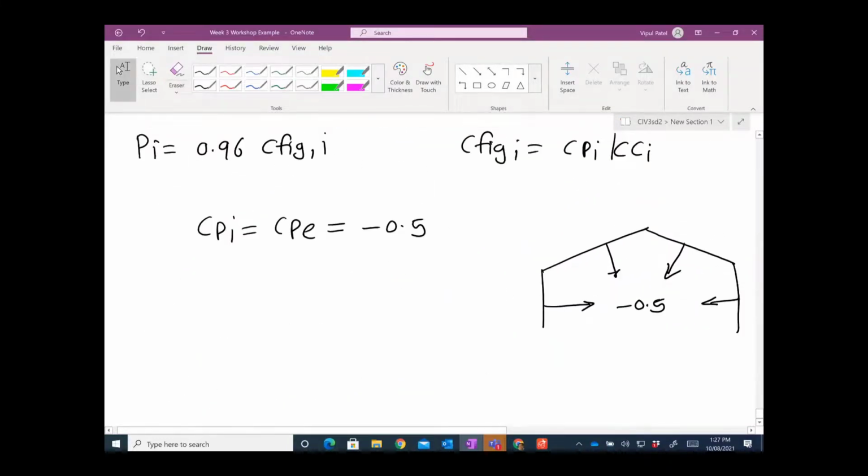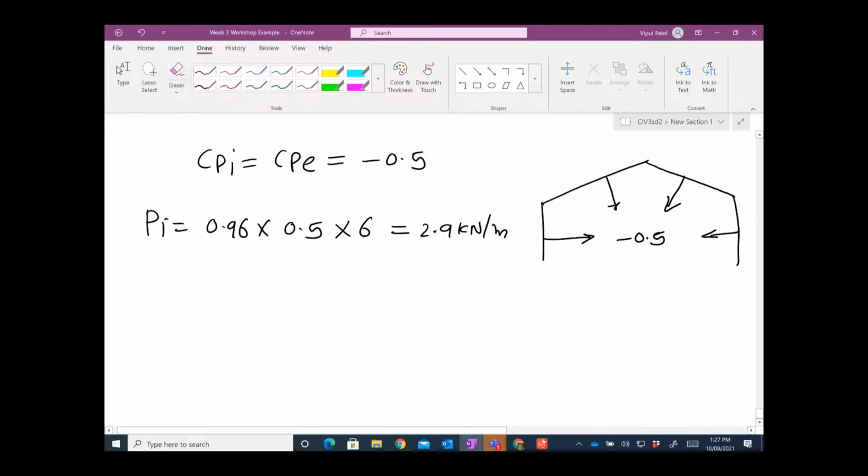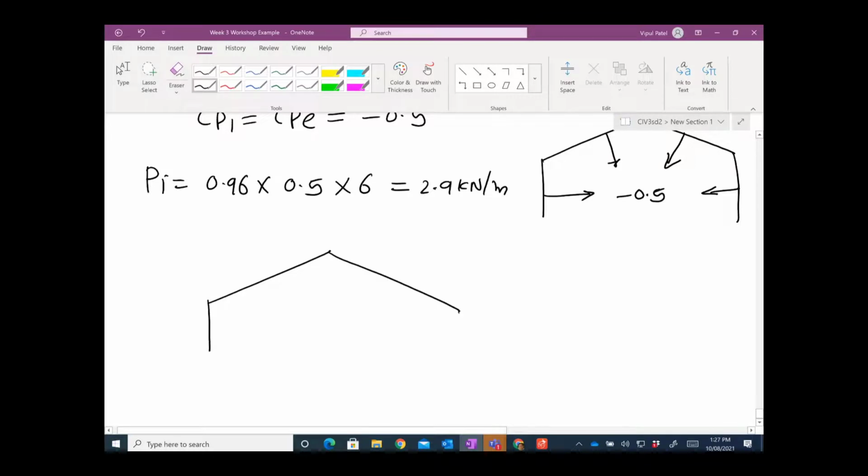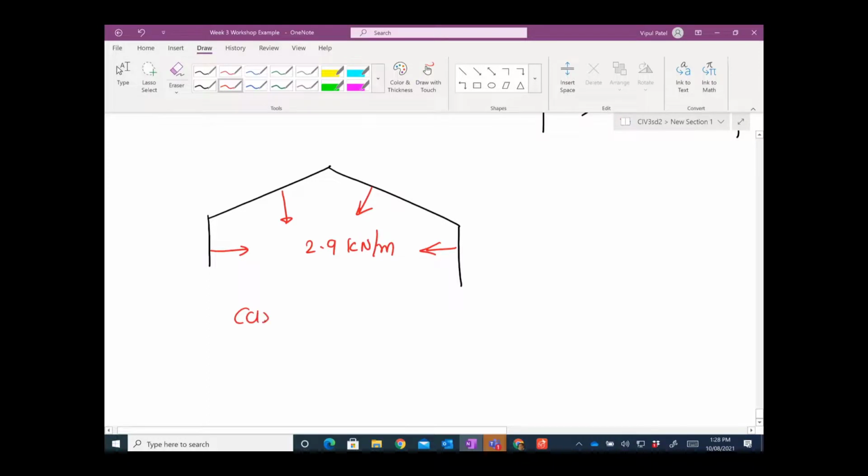So you have, yep, you have minus, and KC is 1. So you have this 0.96 times 0.5. Don't worry about the sign. We will put the arrow for that. And you have 6 meters portal frame distance. You get 2.9 kilonewton per meter. So if I draw the portal frame now, you have this UDL load coming on to this portal frame, which tries to pull it, that is 2.9 kilonewton per meter. That is case number 4, that is internal pressures.